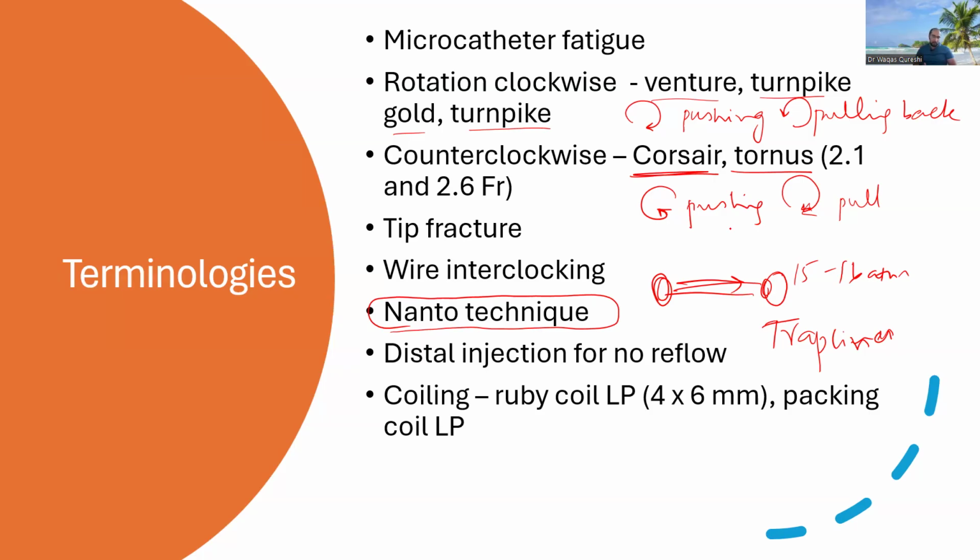And then coiling, I just want to go over the coil. Penumbra makes this Ruby coil, and this goes through the Corsair catheter or Turnpike, even Turnpike LP. Corsair Pro takes it. There are also packing coils, but if there's any perforation, I would use Ruby coils. These are helical coils. And you want to use like 4 to 6 millimeter in size. So try one, inject. If there's no flow, there's no extravasation, you're good. If there's extravasation, you can push more.